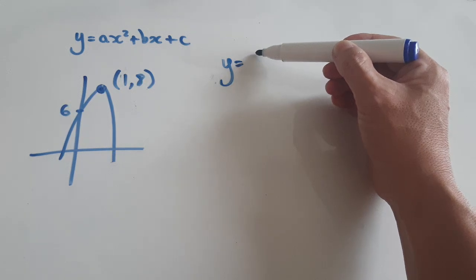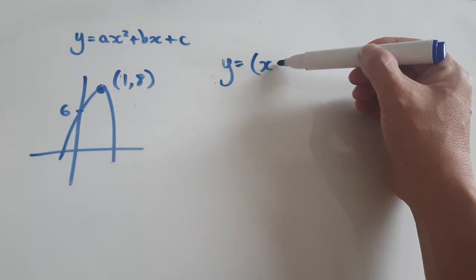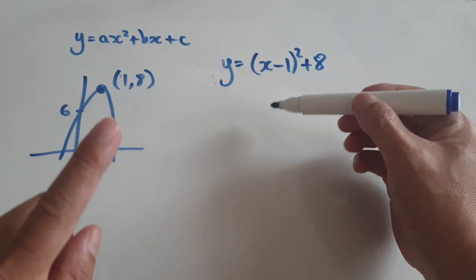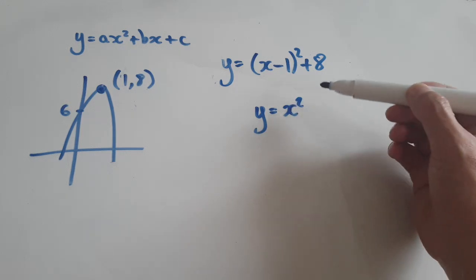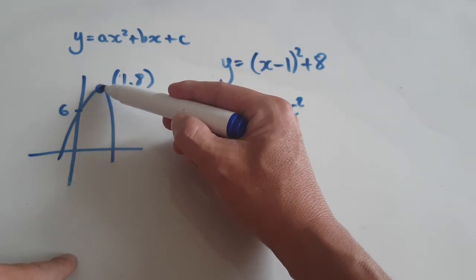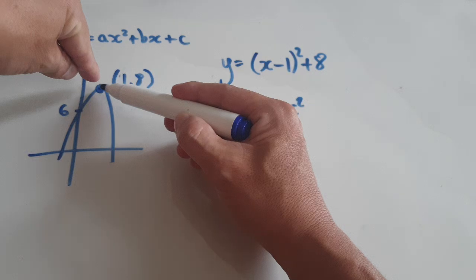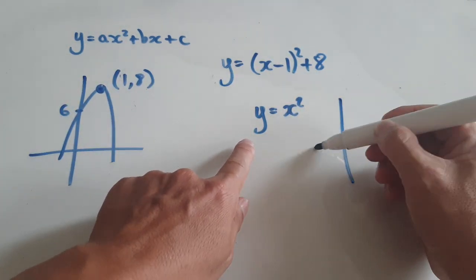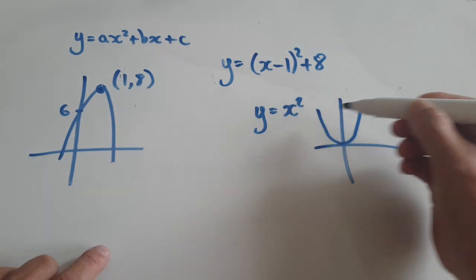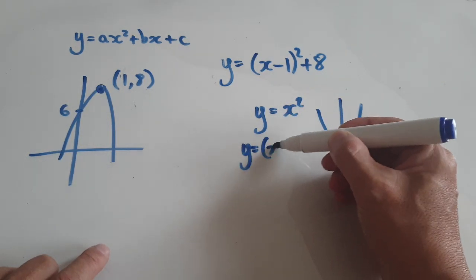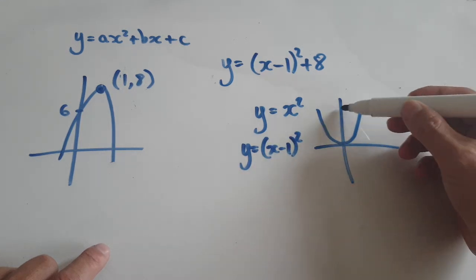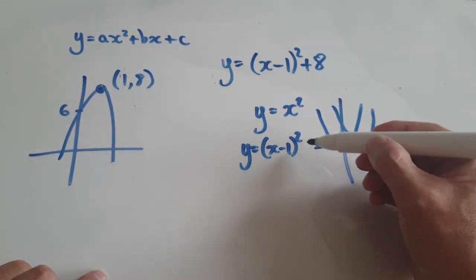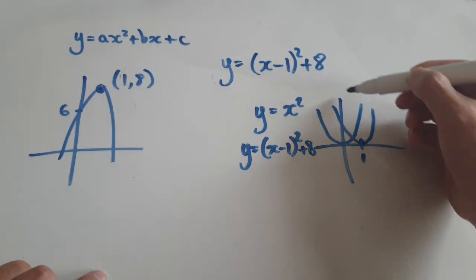Y equals (x minus 1) squared, plus 8. This is me forcing the quadratic to be pinned where the vertex is pinned at 1, 8, and let me explain why. If you consider y equals x squared, it will look like this. And then if you look at this (x minus 1) squared, you would move it across by 1. That's this 1 here. And then if you add 8, you will move the vertex up to 8.